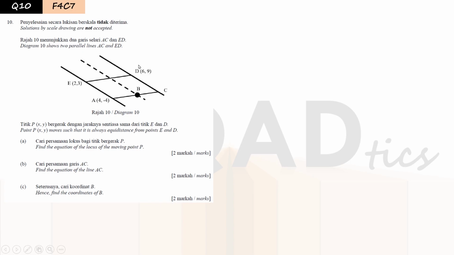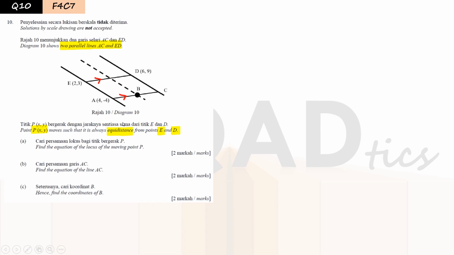Question 10 coming from coordinate geometry. So here we have this diagram, and let's look at some of the additional details given here. Right, so here it says that there are two parallel lines, AC and ED. Okay, so let me label these two lines as parallel lines here in this diagram. Alright, and also it says there is this point P. So this point P doesn't appear here, but it says that this point P exists in a way that it is always equidistant from point E and D.